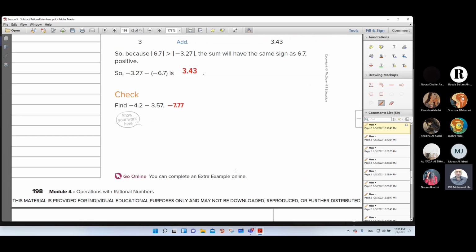In this example here, we have negative 4.2 minus 3.57. As you see, we have the same sign. So the rule said when you have the same sign, put the same sign in the answer. Then add the integers. You have here 4.2, put the point under the point, and here you have 3.57.